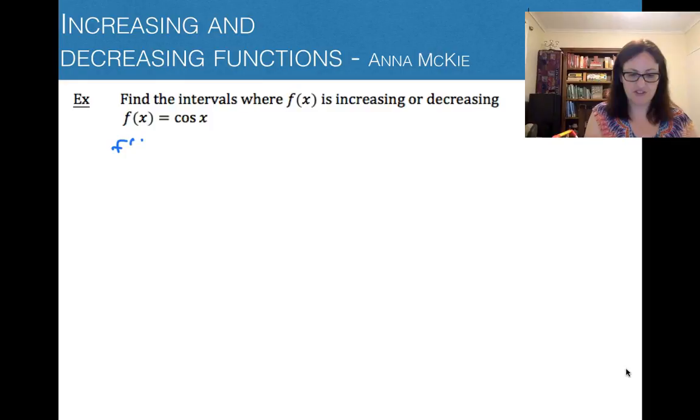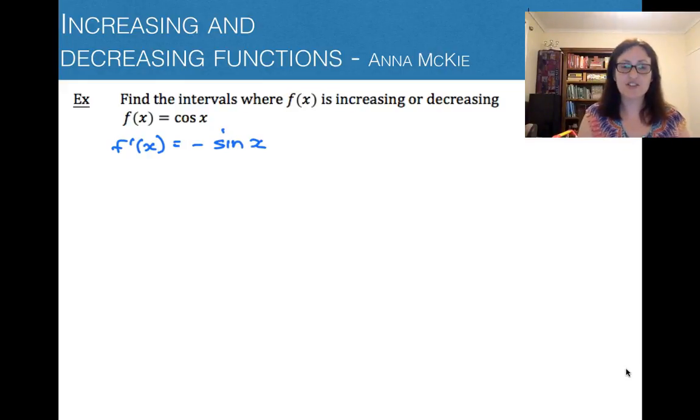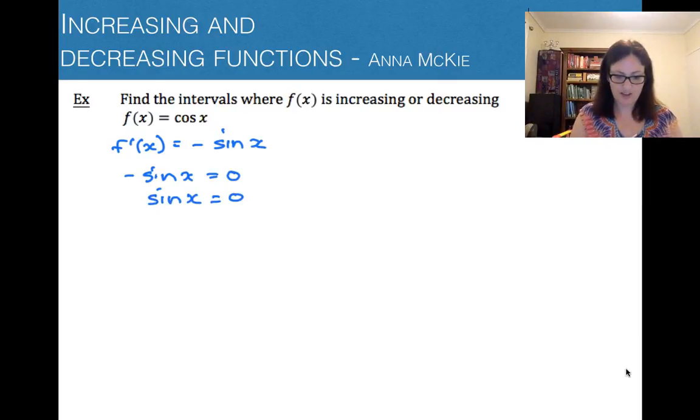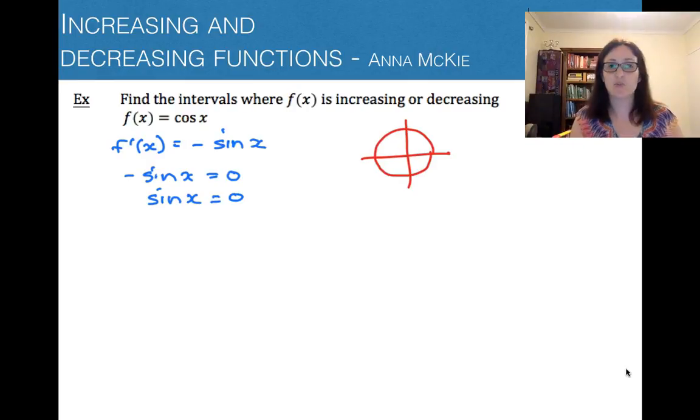So the derivative of cos of x is negative sine x. Now to find where it's increasing or decreasing, you put it equal to 0. So when is negative sine x equal to 0? Well, when sine of x is equal to 0. So thinking about your unit circle, when is sine of x equal to 0? Sine of x is the y coordinate. So when does the unit circle have a y coordinate of 0?